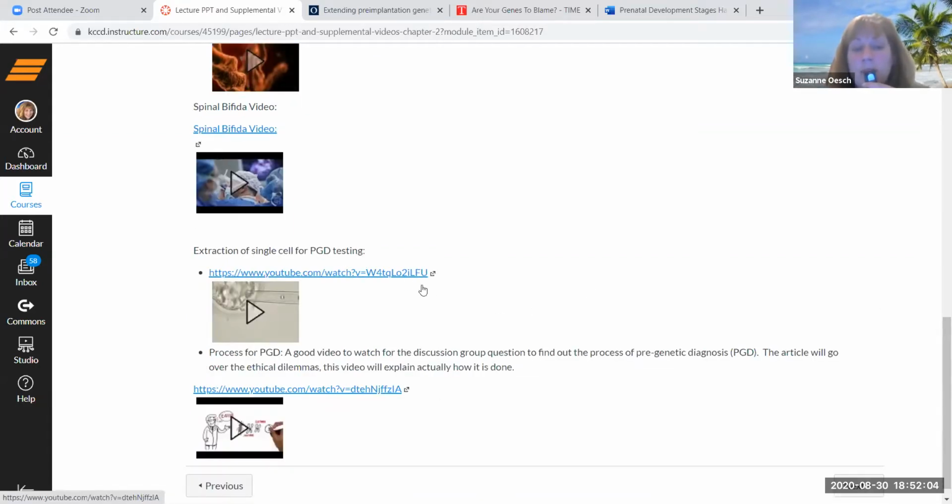We're going to be talking about PGD in our discussion group. So this is actually how they take a cell out of an embryo. So it's about 20 seconds, so watch it. And then this is the actual process of PGD. So it doesn't talk about the ethics or anything of it. It talks to you how they do PGD. So if you don't understand in vitro and PGD, watch this and you're going to understand how they do it. So when you answer the discussion groups, you'll have a better understanding.